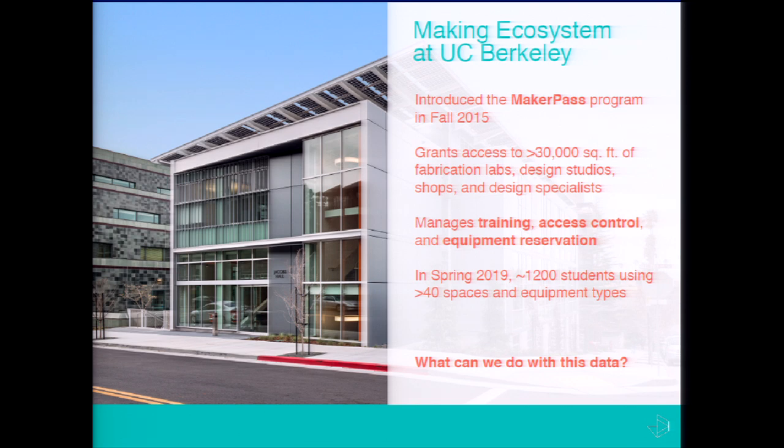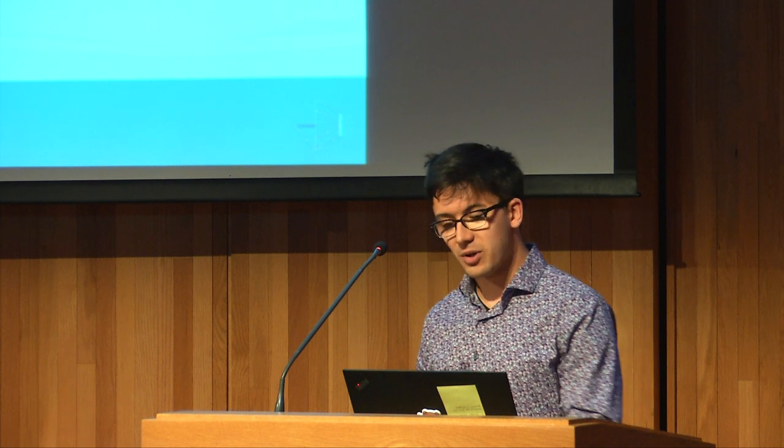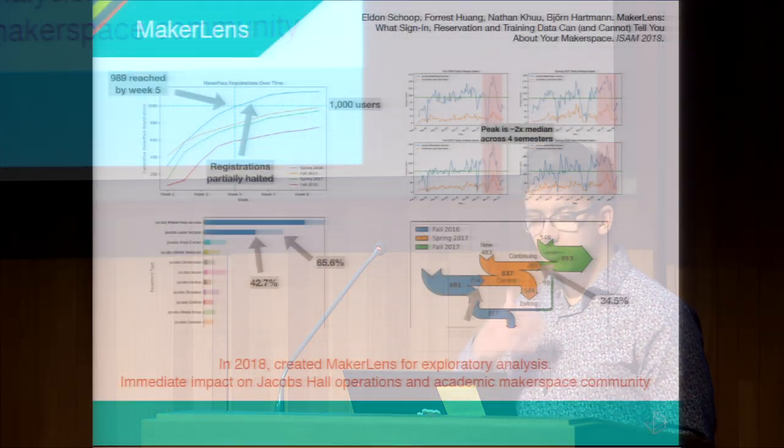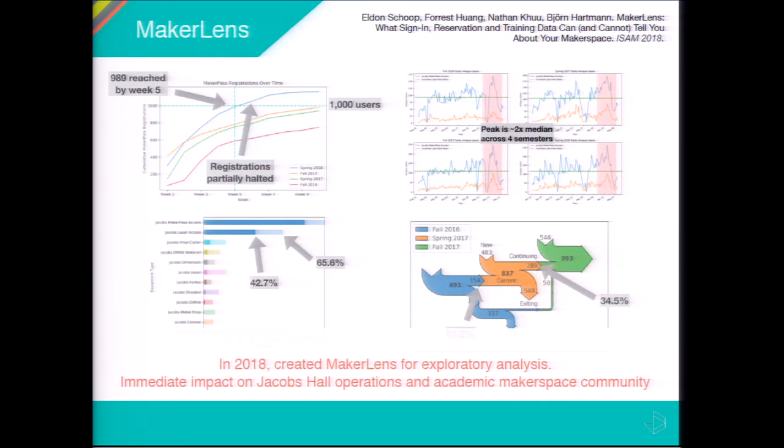And just to give you an idea of the scale of the data that we're working with, it's not ImageNet sized, but this semester we have over 1,200 students registered in the MakerPass system in over 40 different spaces and equipment types. So we started asking ourselves last year, okay, we're sitting on all of this data, what can we start doing with it? So we did a quick exploratory analysis with a system that we called MakerLens. And immediately, this resulted in direct impacts to the operations in Jacobs Hall and in the MakerPass program.